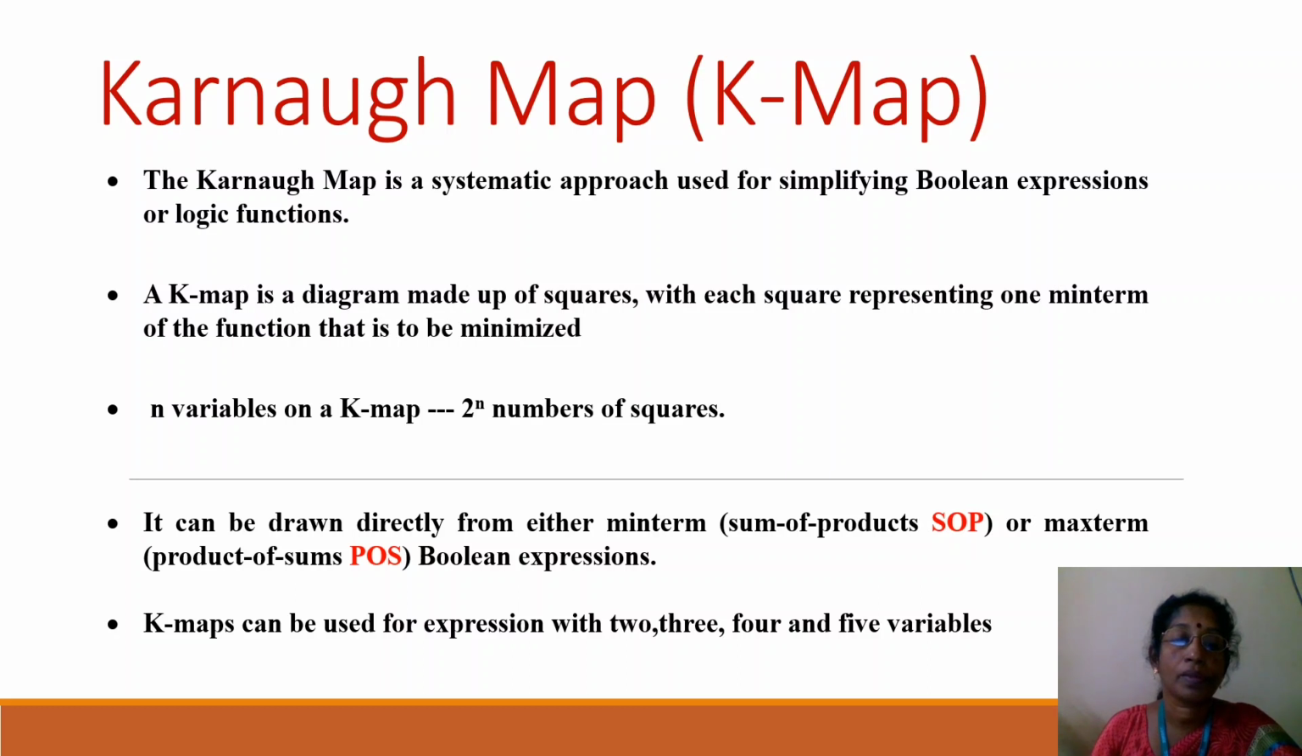So if you take n variables on a K-map, then we will have 2 power n squares. It can be drawn directly from either minterm, that is sum of products, also termed as SOP, or maxterm, that is product of sums, termed as POS, Boolean expressions. K-maps can be used for expressions with 2, 3, 4 and 5 variables.